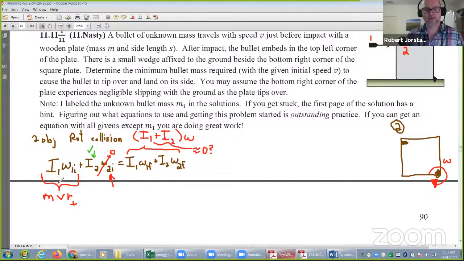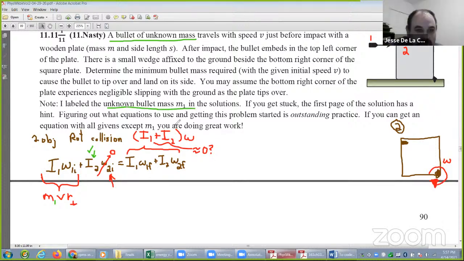How about M1? Do we know M1? Yes. M1, the bullet, or M2, the bullet? The bullet is 1. No, we don't. So that's an unknown.